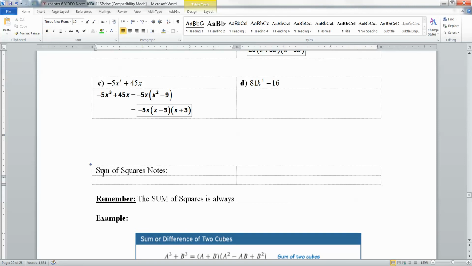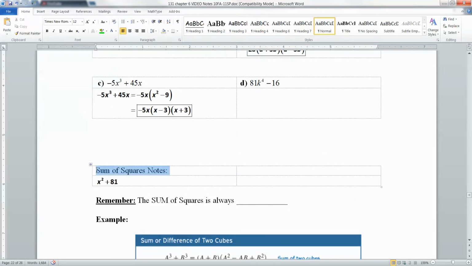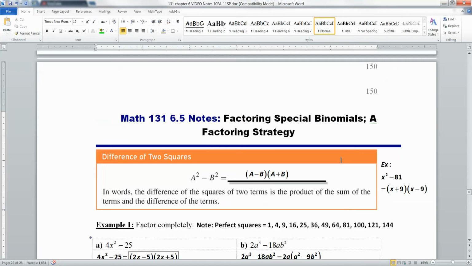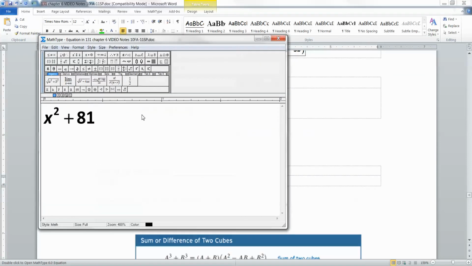I'm going to give you a couple examples real quick. So let's do x squared plus 81. Okay? I know we did x squared minus 81 up above, right here. So let's talk about the sum of 81. Now what students always want to try to do is (x plus 9)(x plus 9).